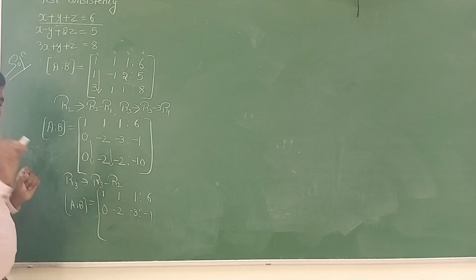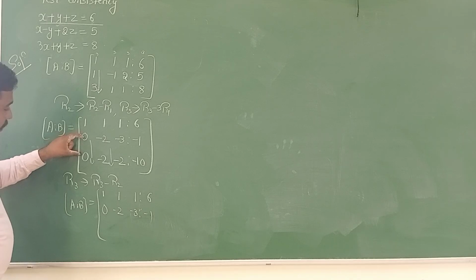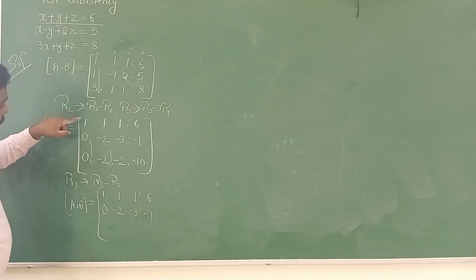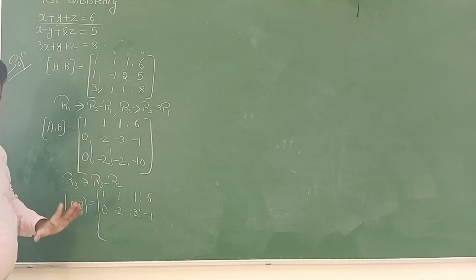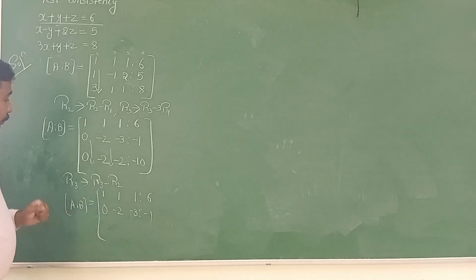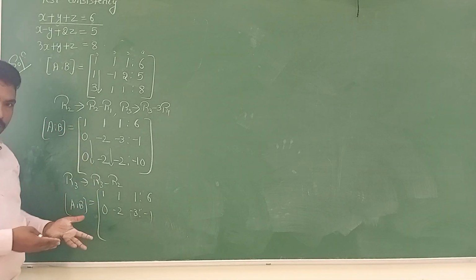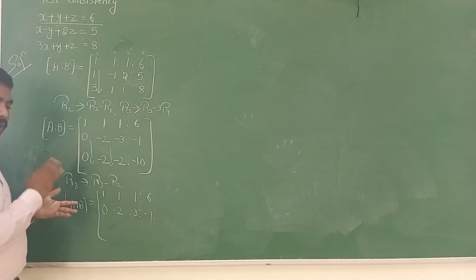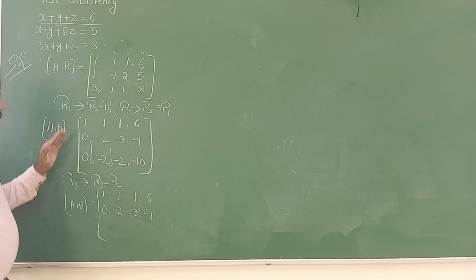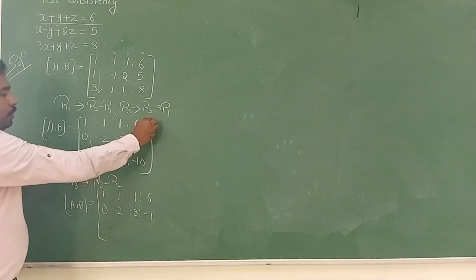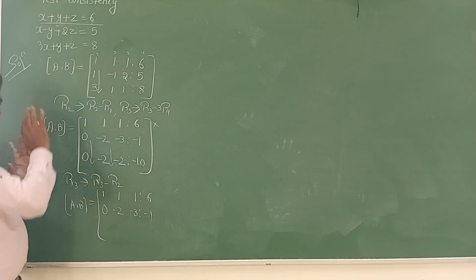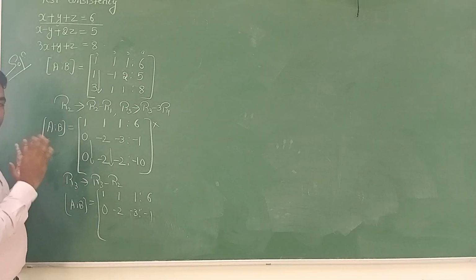This you see. Please remember one thing. Once these elements are 0, don't use the first row for any other operations. Why? Because if you use the first row, these zeros will again become some other numbers, for adding and subtracting. That is the reason. Once these elements are 0, don't use this row for any further simplifications.